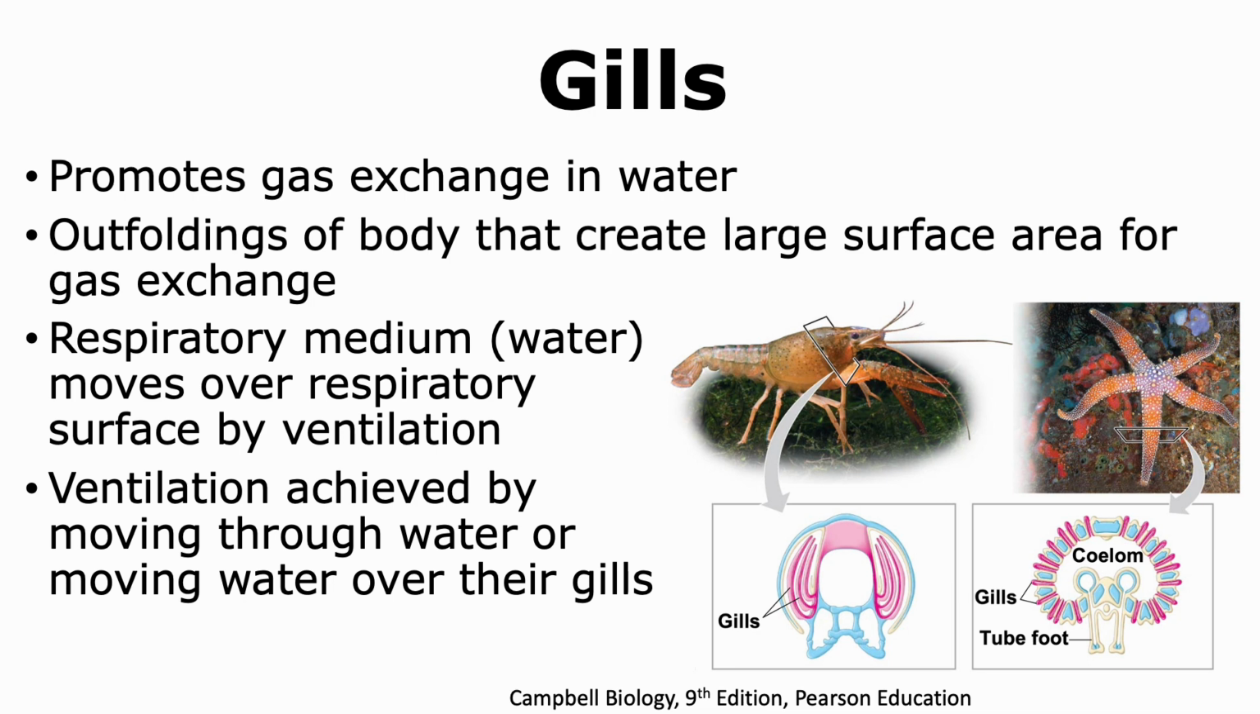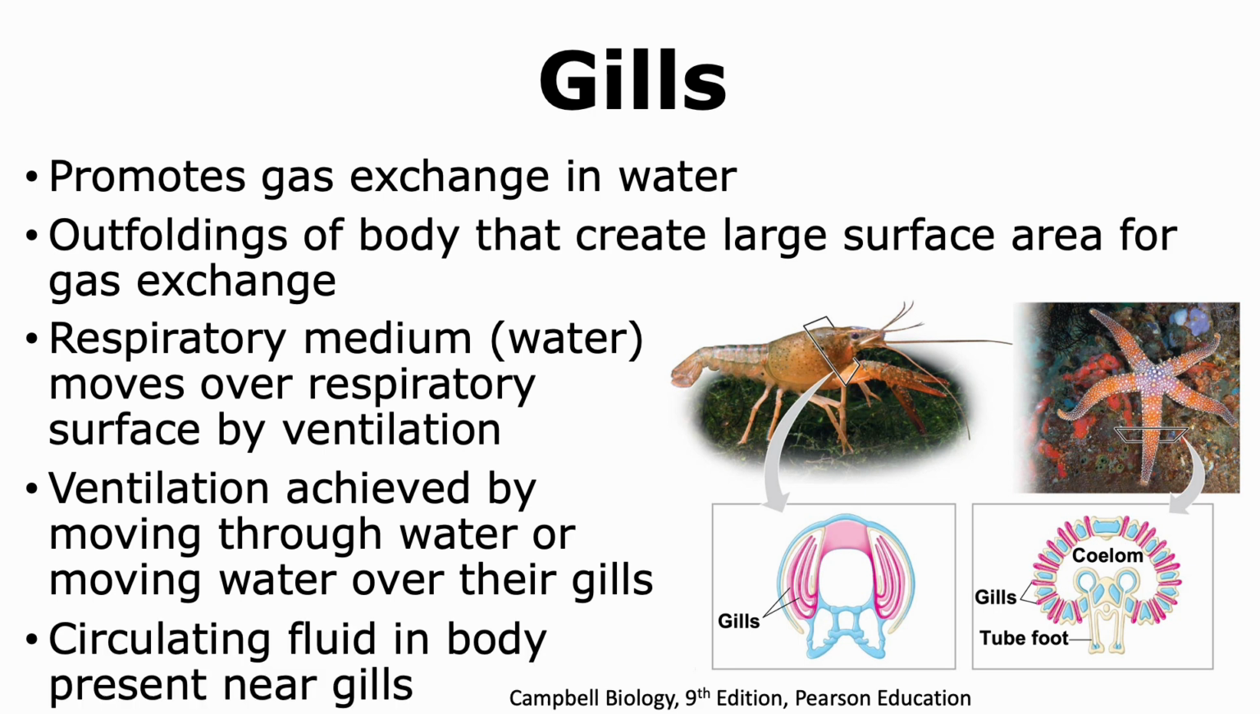Ventilation can be achieved in two ways. In one way, the organism moves through water that allows the water to go over the gills. In another situation, the organism has evolved a mechanism to move water over their gills without having to swim through the water. In the case of the gills, the circulating fluid, like blood vessels, are usually present near the gills so that they can transport the oxygen to different parts of the body.